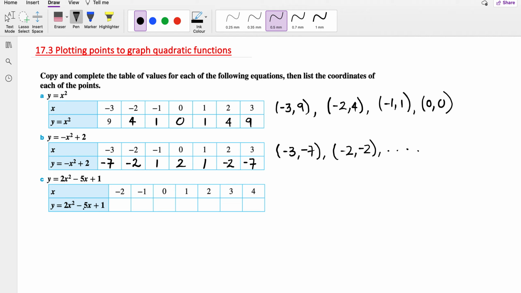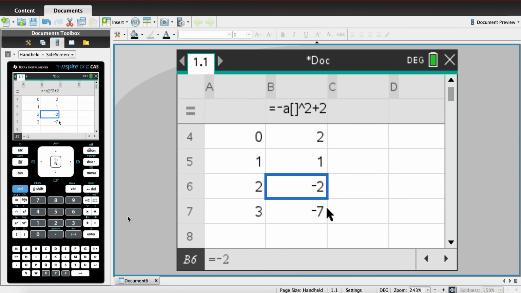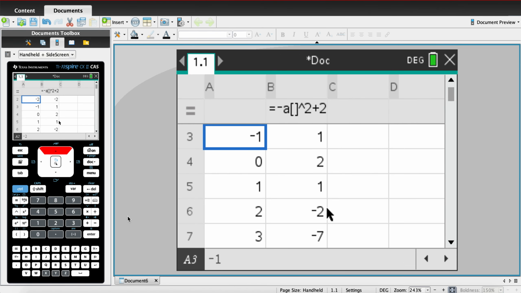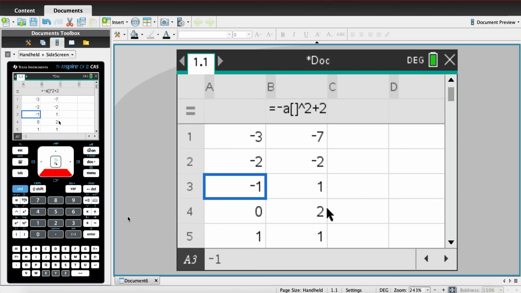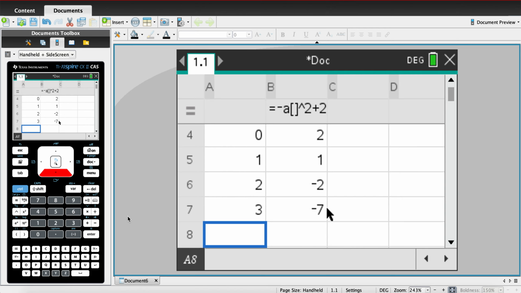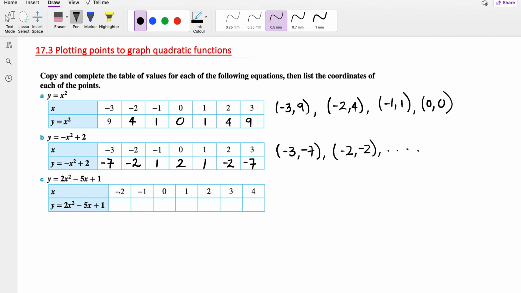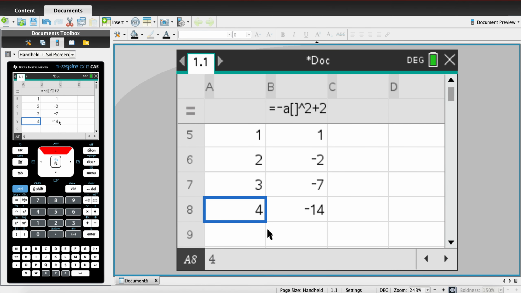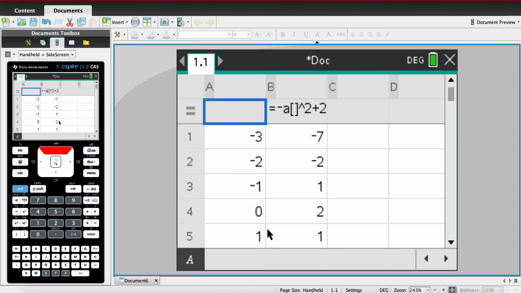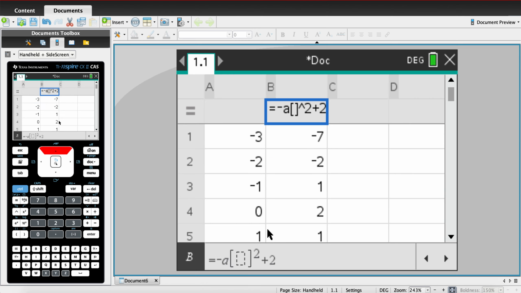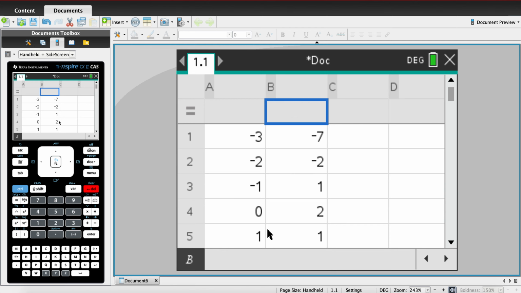Let's do the last one. How are we going to do this one? The values have changed slightly. I'm not going to change my values. I'm just going to increase the 4 here, because I can see that the table goes from -2 to 4. I'm just not going to copy the first one. That's okay. I'm going to delete this one, and then equal.